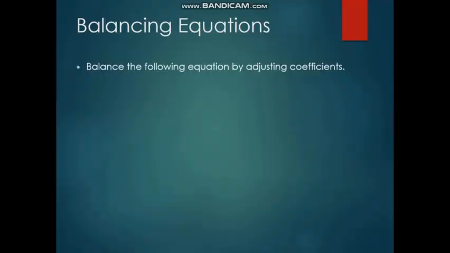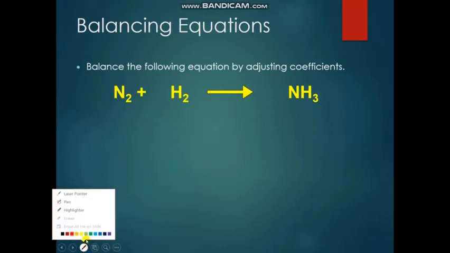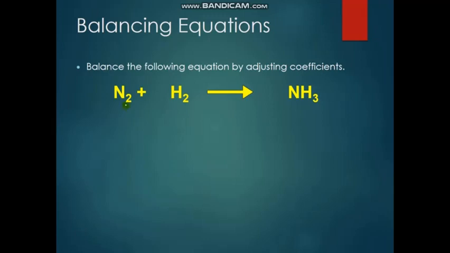Let's have another example. You have here nitrogen molecule combined with hydrogen molecule to form ammonia. So as you can see, we have 2 atoms of nitrogen, 2 atoms of hydrogen in the reactant side, and 1 nitrogen and 3 hydrogen in the product side. Obviously, there is an imbalance. Let's have first the matrix method.